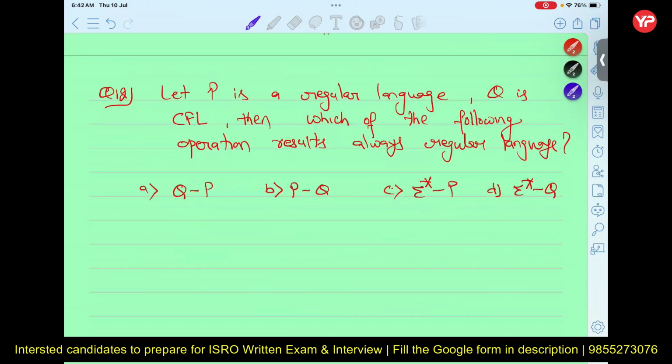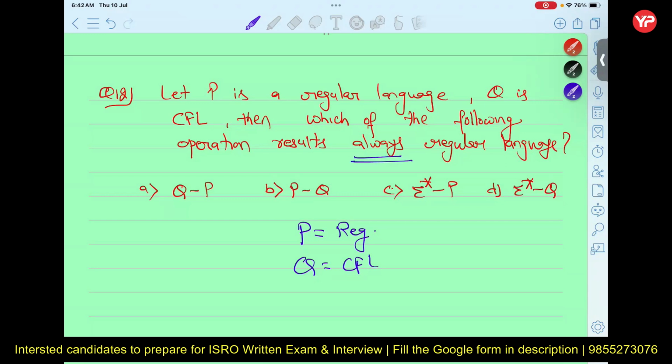Let P be a regular language. Given that P is regular, Q is CFL, but we don't know if it's only CFL and not regular. We can't say that. Which of the following operations always results in a regular language?